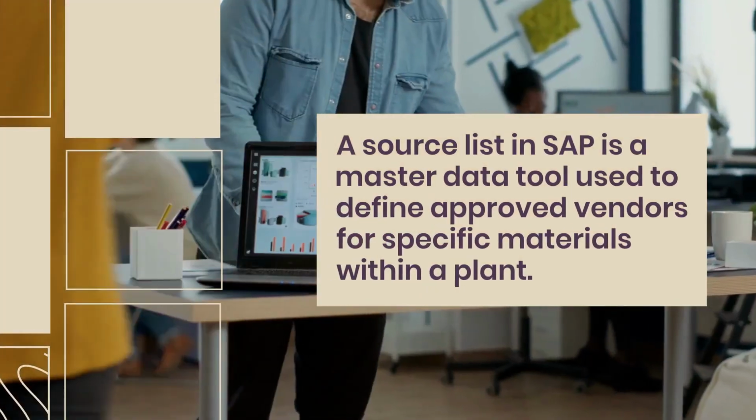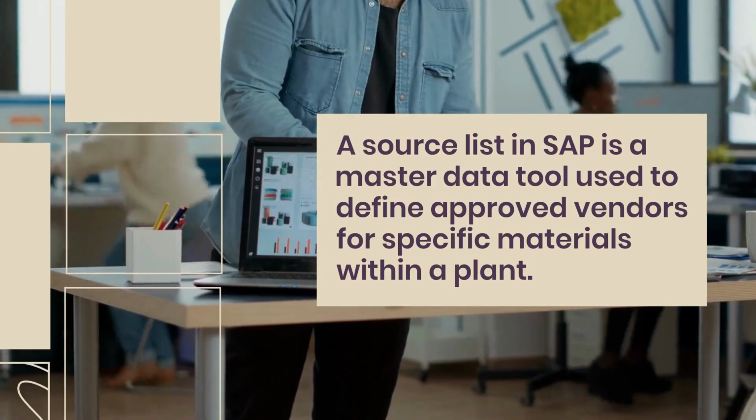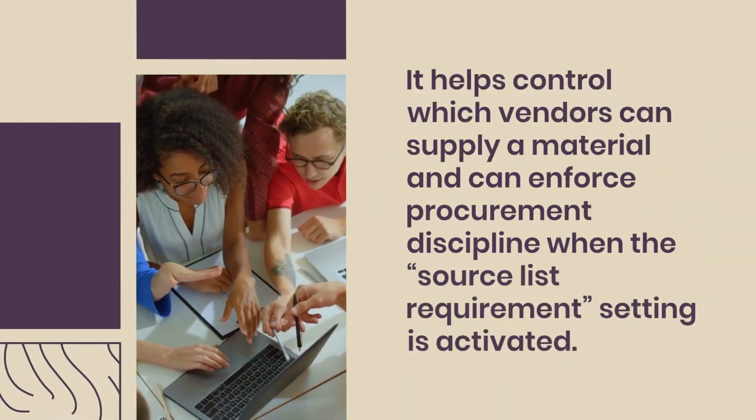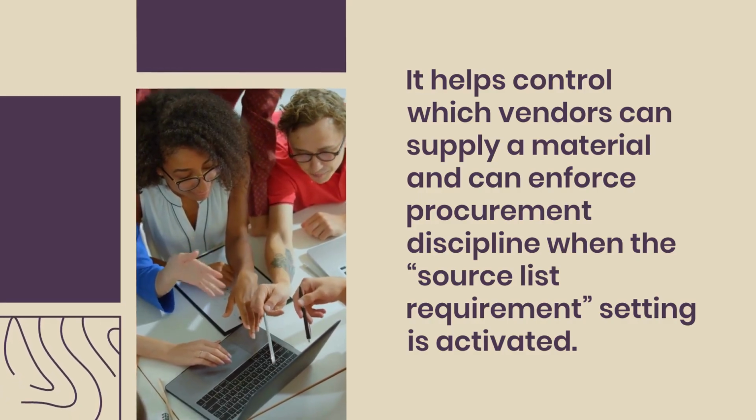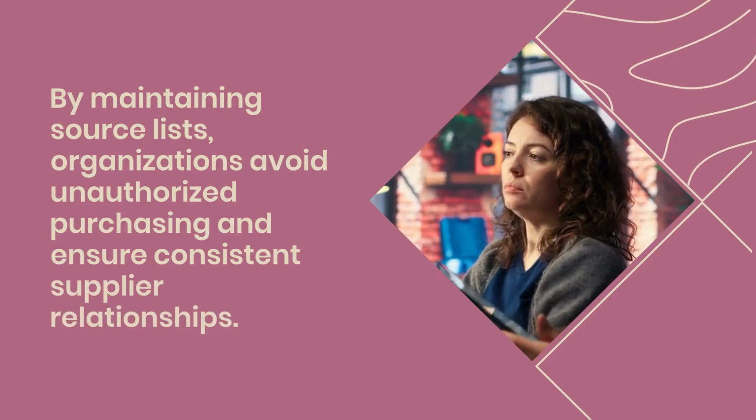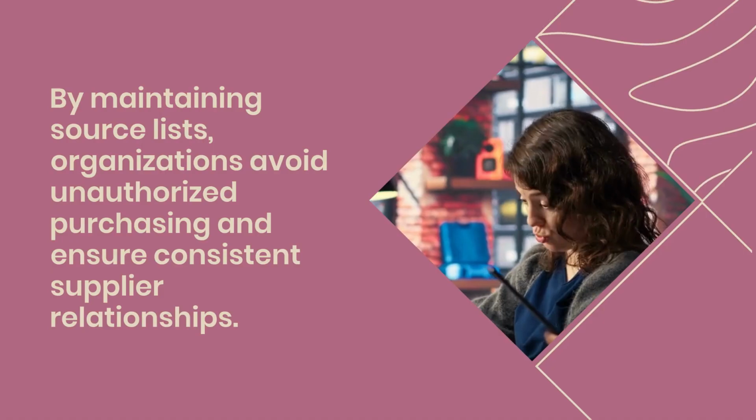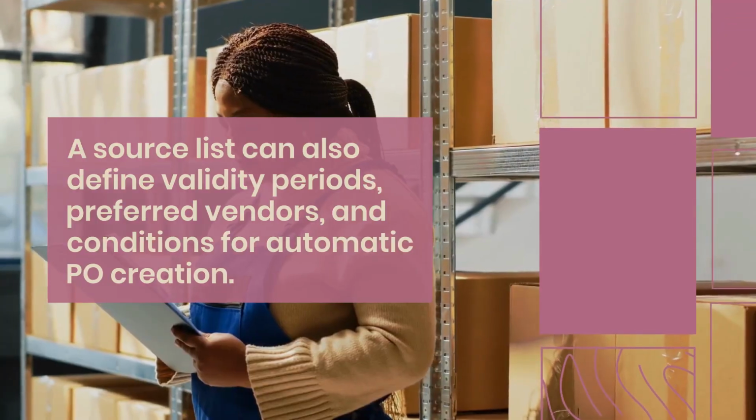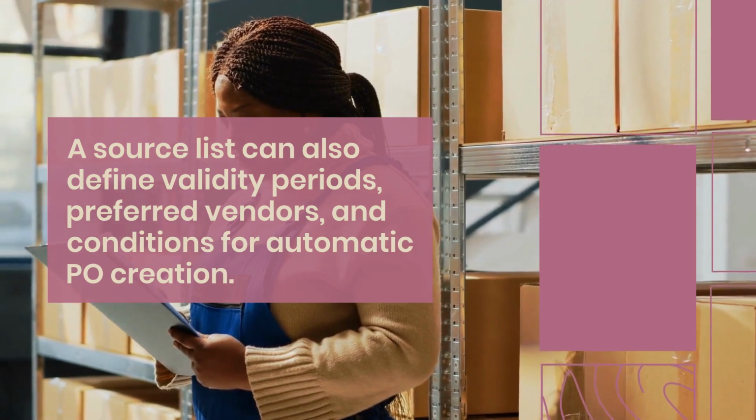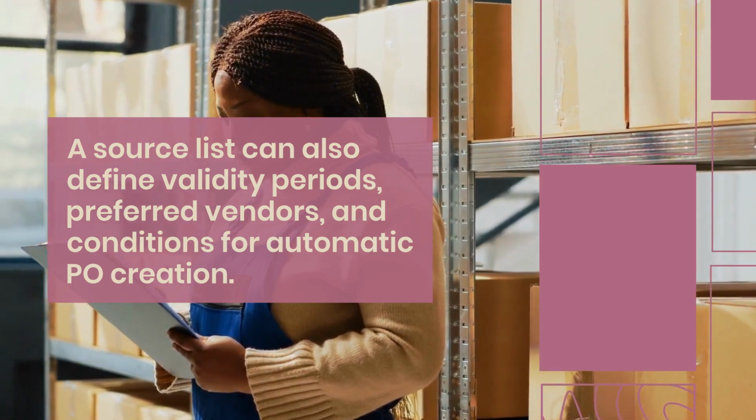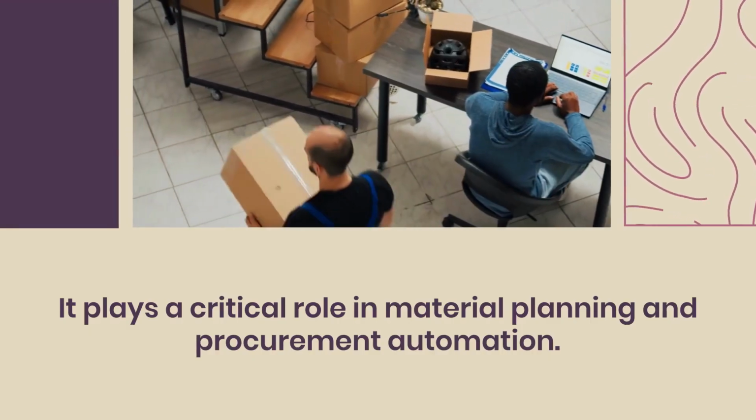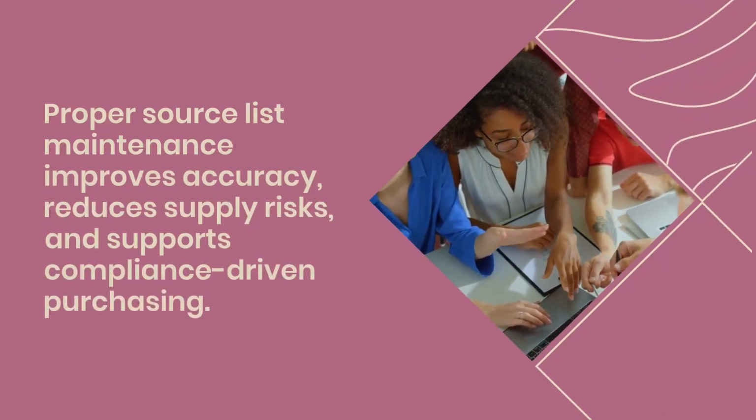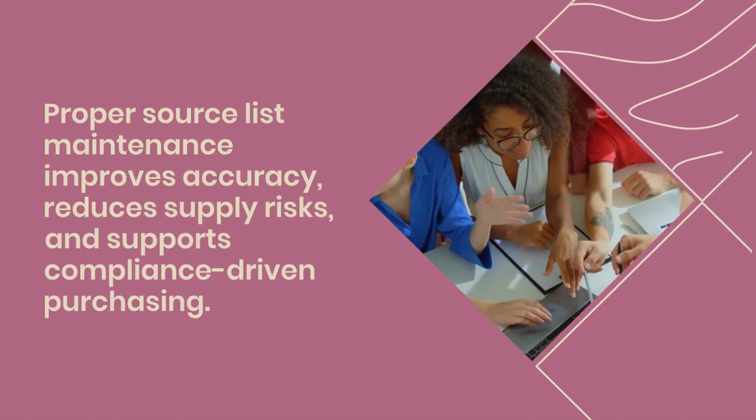A source list in SAP is a master data tool used to define approved vendors for specific materials within a plant. It helps control which vendors can supply a material and can enforce procurement discipline when the source list requirement setting is activated. By maintaining source lists, organizations avoid unauthorized purchasing and ensure consistent supplier relationships. A source list can also define validity periods, preferred vendors, and conditions for automatic PO creation. It plays a critical role in material planning and procurement automation. Proper source list maintenance improves accuracy, reduces supply risks, and supports compliance-driven purchasing.